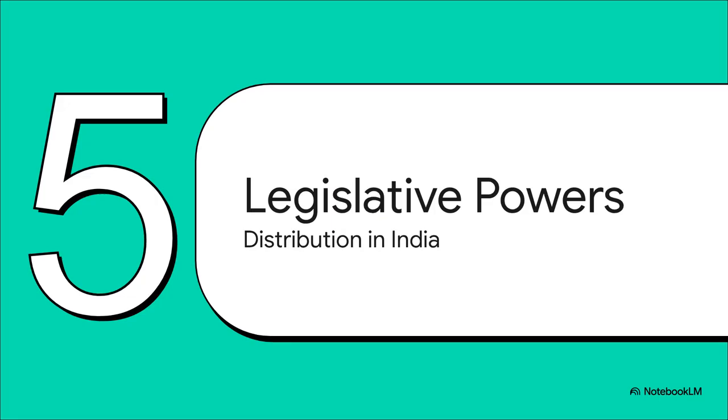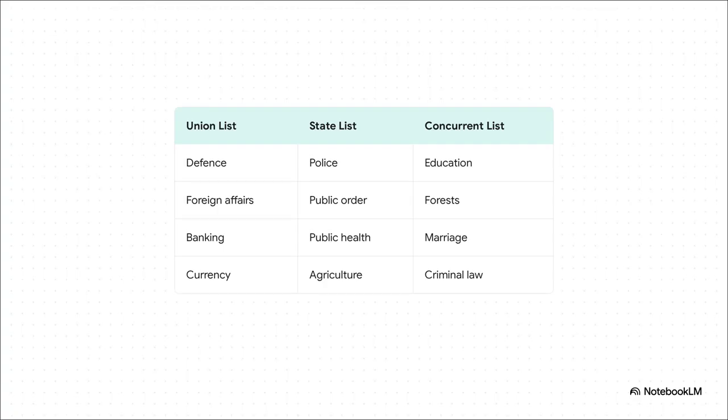Section 5. Legislative Powers Distribution. The 7th Schedule maps out 3 distinct lists. The Union list covers defense, foreign affairs, banking, and currency. The state list covers police, public order, public health, and agriculture. The concurrent list covers education, forests, marriage, and criminal law. I heavily advise you to reproduce this exact tabular format in your actual answer scripts. It visually breaks up the dense text and immediately shows total mastery of the subject.